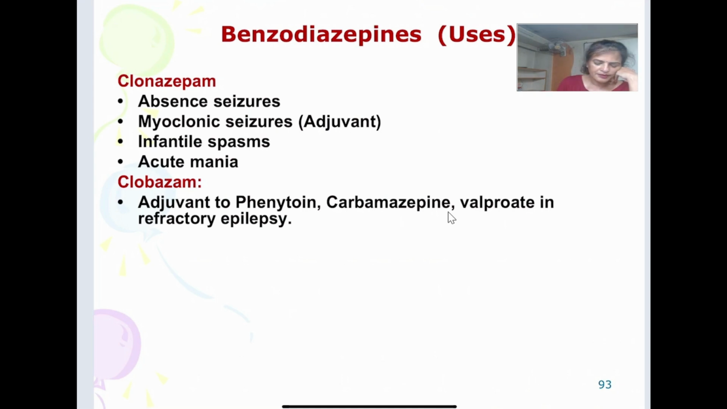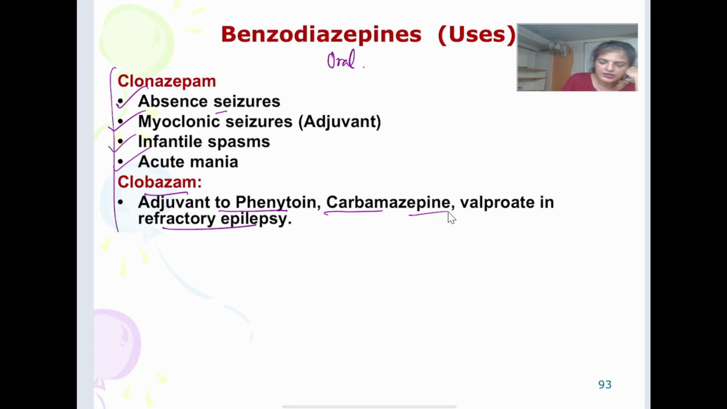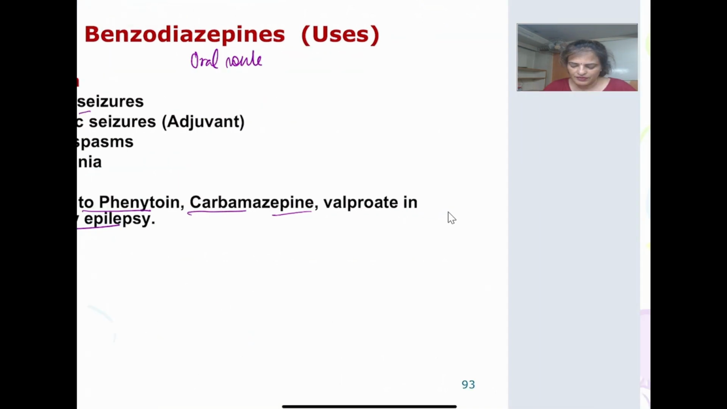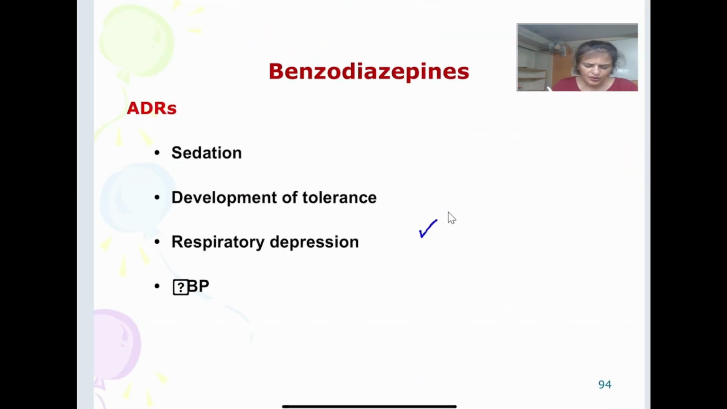So clonazepam we can use in absence seizure, as an adjuvant in myoclonic seizure, infantile spasm and acute mania. Where do we use clobazam? It is an adjuvant as an add-on therapy. But these two drugs we give by oral route. Remember this: we give these by oral route and those we give by IV route. Now these I already told. The main side effect is sedation, development of tolerance.